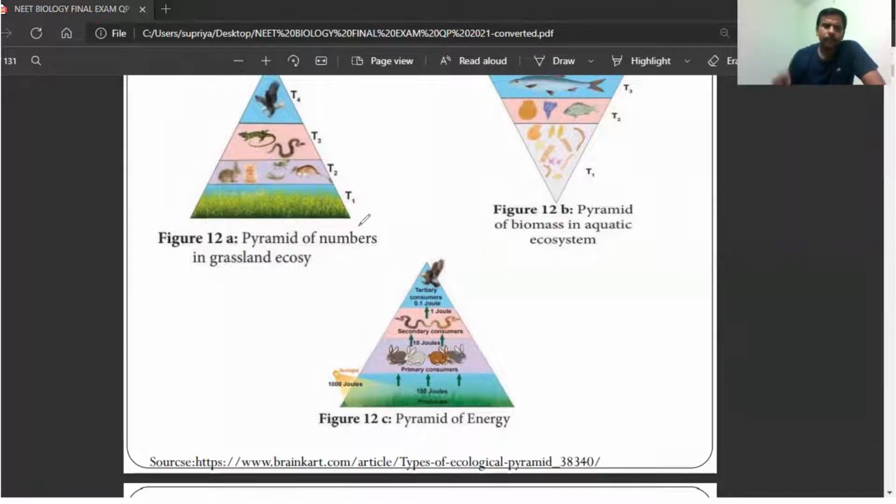Now see, students, the pyramid of numbers in a grassland ecosystem. In a grassland ecosystem, they are upright. See, this pyramid is an upright pyramid. It means in a grassland ecosystem, when you take the numbers, in the trophic level 1, the number of individuals is more. Compared to trophic level 2, the number is decreasing. When you go from T1 to T4, the number of individuals decreases. That's why here we get the upright pyramid.